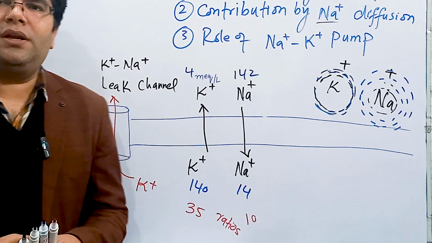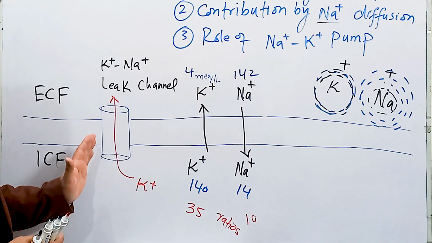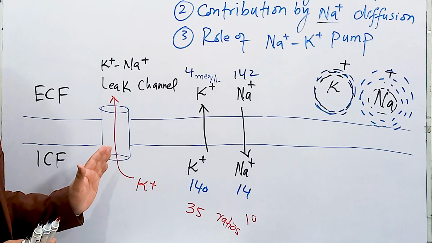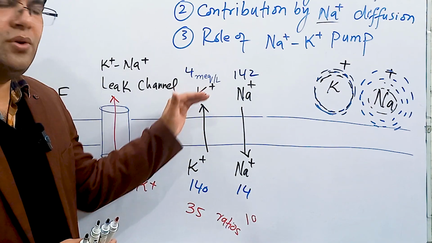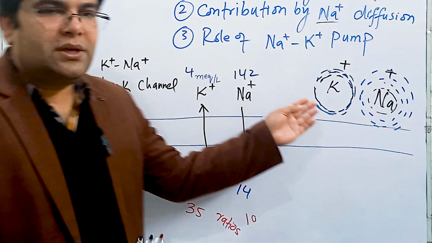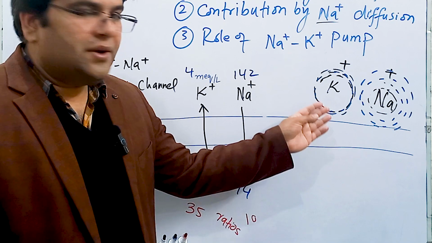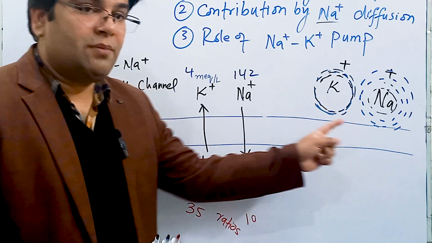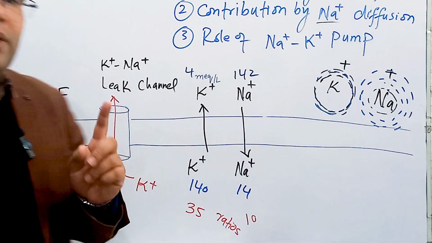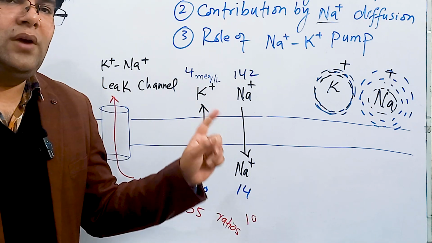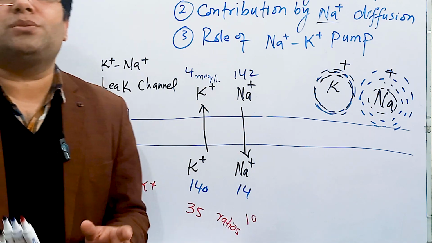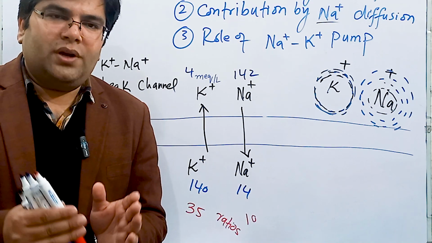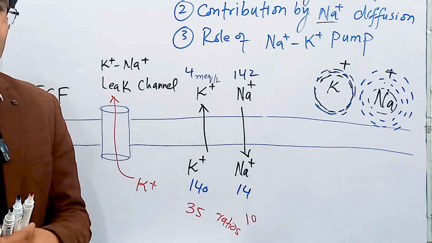Okay, so after studying the nature of sodium potassium leak channel, the concentration differences of sodium and potassium outside and inside of the cell, and also the size of hydrated ions and their permeability through the cell membrane, now let's talk about the role of their diffusions and how the diffusions of both of these ions is responsible for development of diffusion potential across cell membrane.